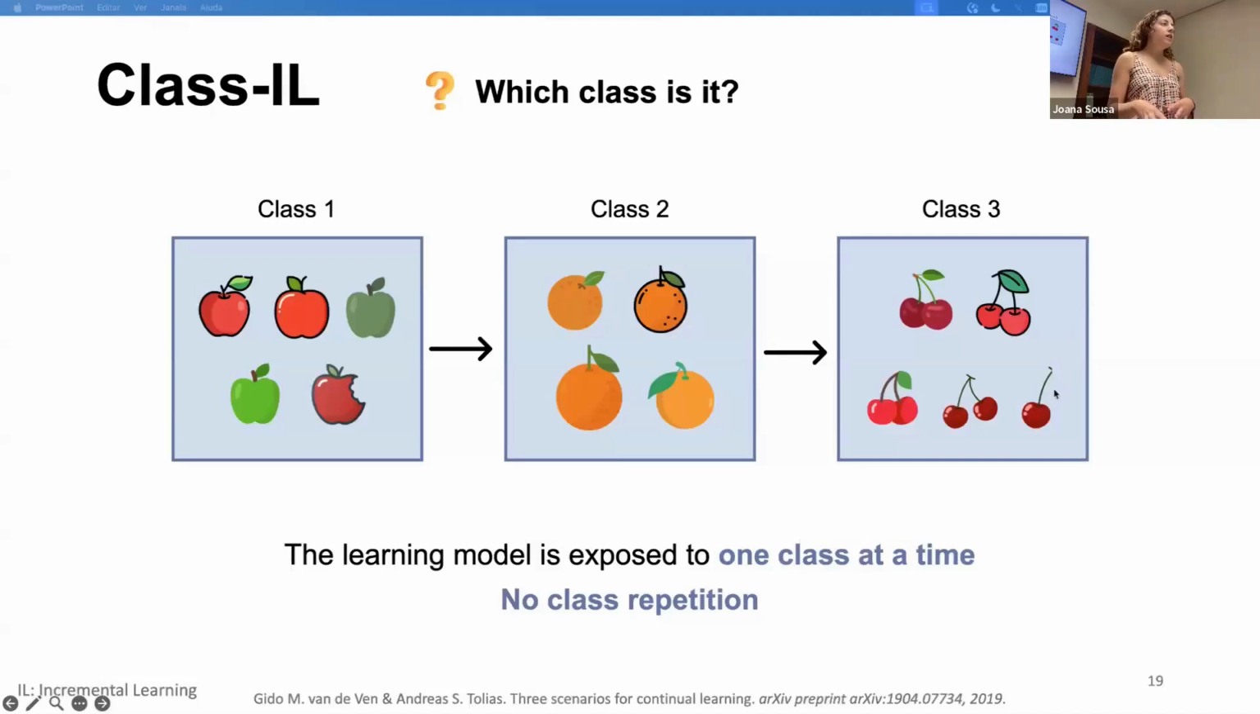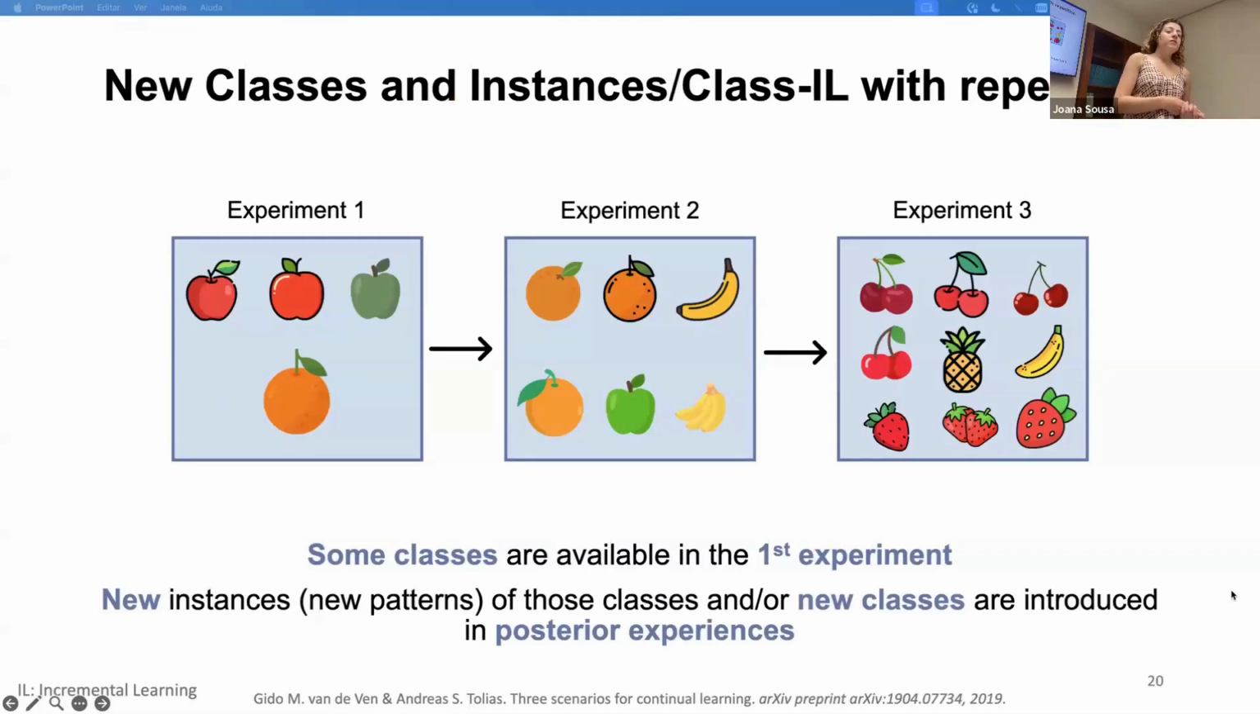So in this case, it's not a case of, is it class 1 or class 2? We will have to say what the category is, what the fruit is. And finally, we have the new classes and instances scenario, also known as class incremental with repetition. This one is similar to the one we saw just now. In the first experiment, the model may be exposed to one class or some classes, and then in further experiments, new instances of the classes seen before or new classes can be introduced. So in this case, we do have repetition.